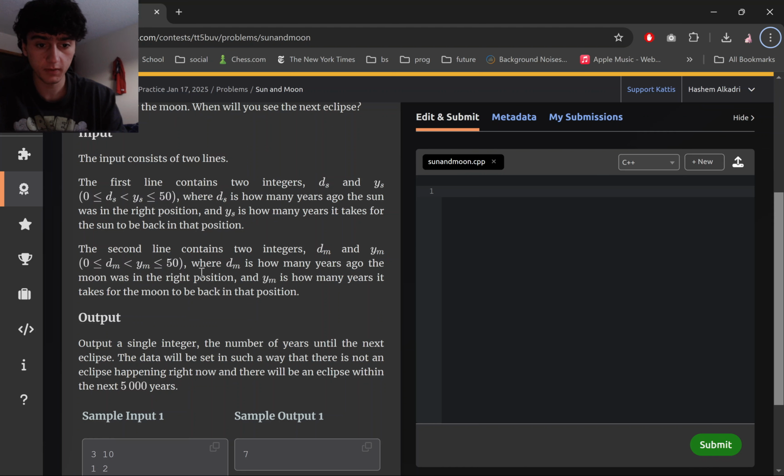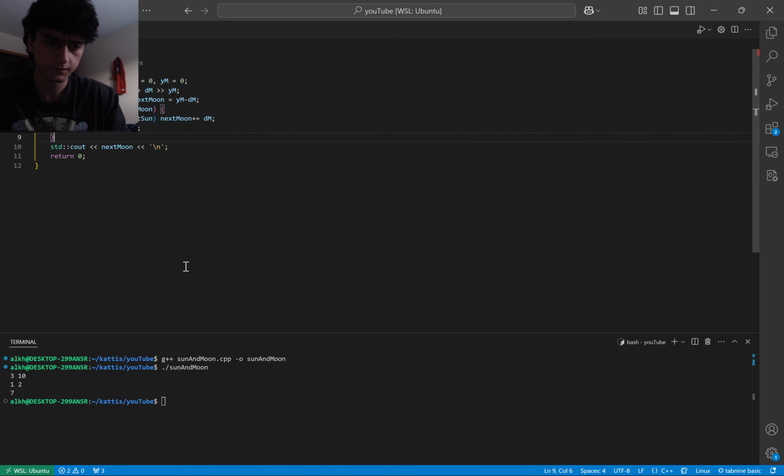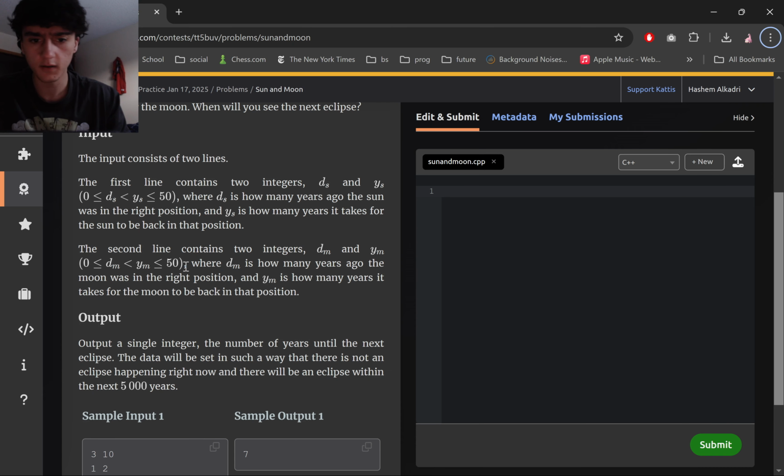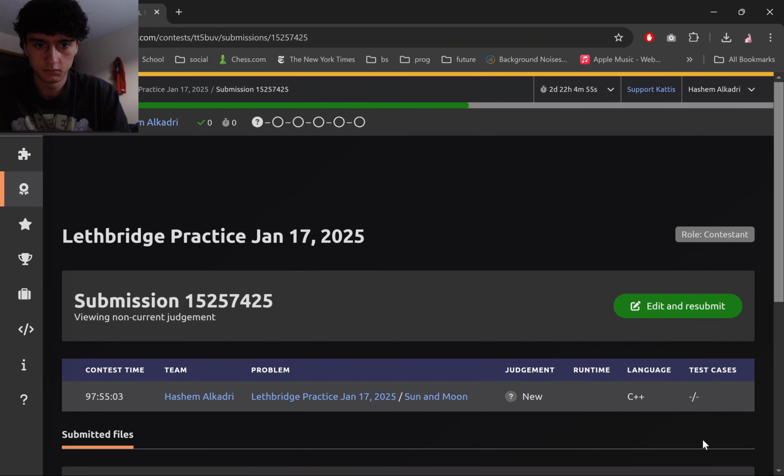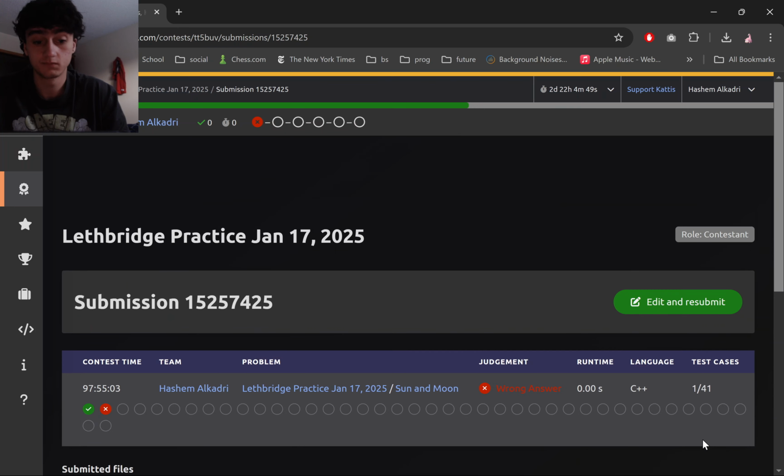A huge part of competitive programming is you just need to solve the problem. They tell us that the input case is only this large. You should try to solve this problem as quickly as possible before other teams. In any case, it's pretty straightforward. Let's see if it passes the test cases.